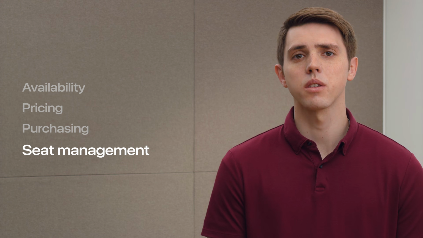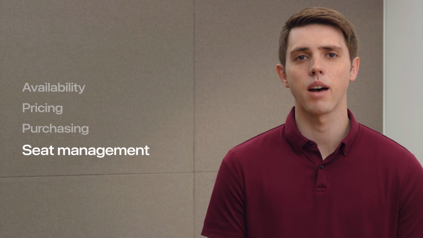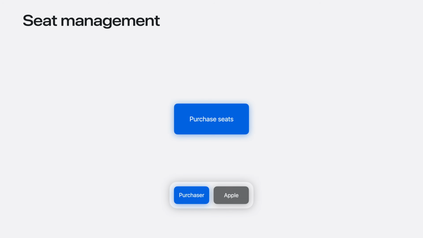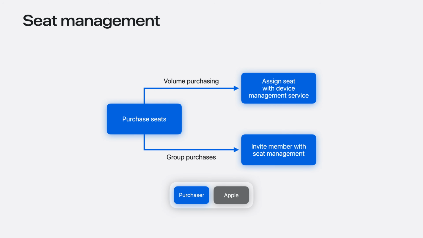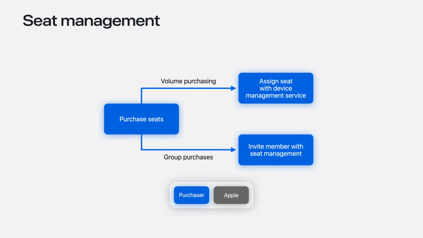To wrap up, I'll discuss how seats are assigned and managed after the purchase is complete. Your customers purchase the number of seats they need, either through volume purchasing or group purchases. With volume purchasing, the organization assigns seats to their members the same way they assign apps today, through a device management service. This makes it easy for them to assign seats at large scale and ensure they're owned and managed by the organization. With group purchases, an invitation link will be generated for the initial purchaser to share with members.